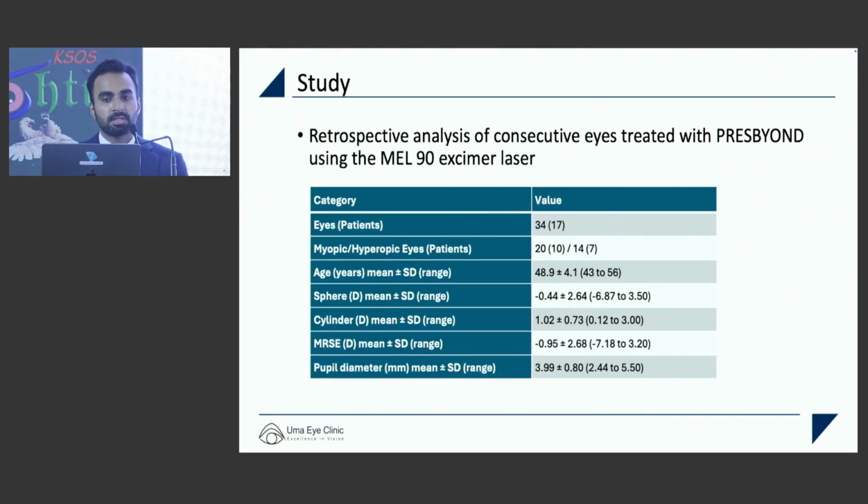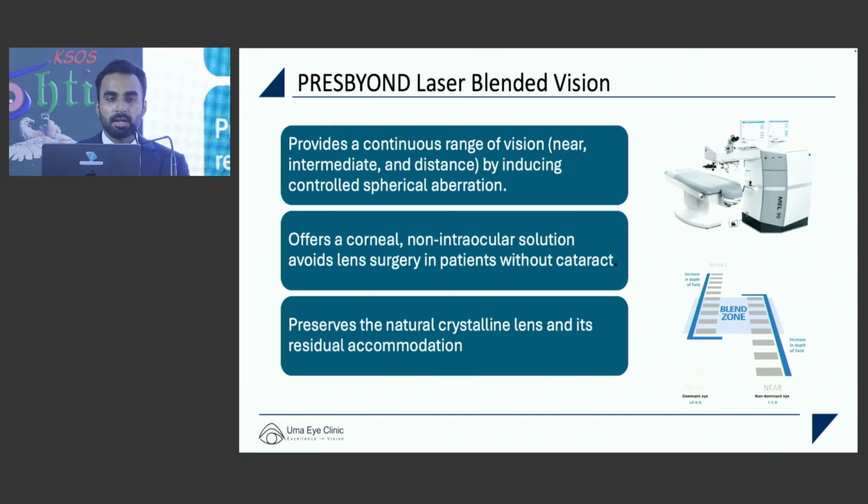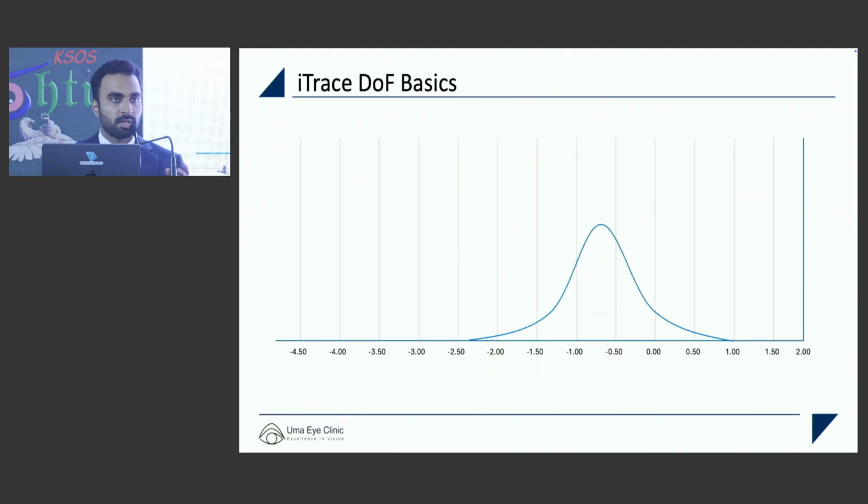So what we did is we did a study where we took a series of eyes treated with Presbyon and we saw the refractive outcomes as well as the EyeTrace observed depth of field. The EyeTrace is an aberrometer, and it tells us how much depth of field the patient's eye actually has. So this is a very objective measurement of the patient's depth of field.